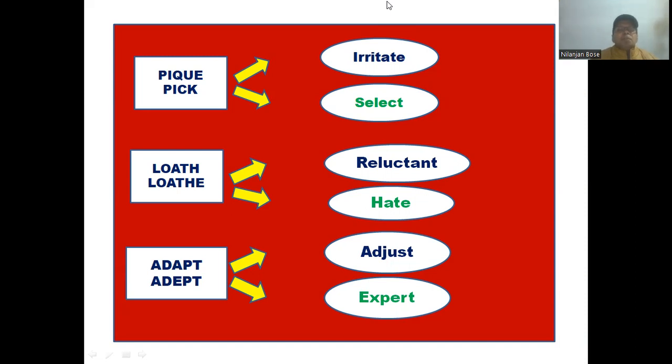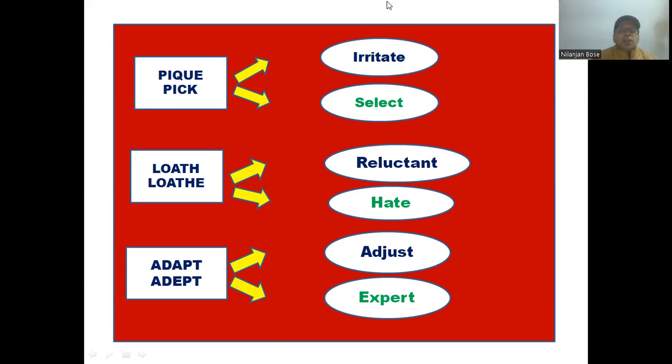Now, if I talk about the word pick, it's a very common word. In our daily life, we use this word a number of times. और इस पिक का मतलब होता है किसी चीज को पिक करना, मतलब किसी चीज को सिलेक्ट करना, किसी चीज को चूज करना. You are well aware of this particular word, but actually you are not aware of the word pique.